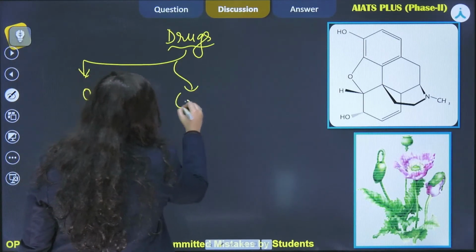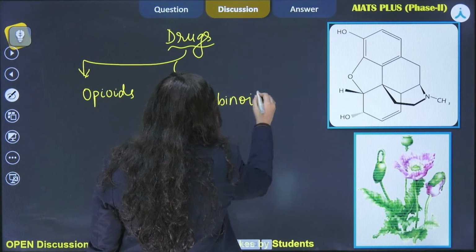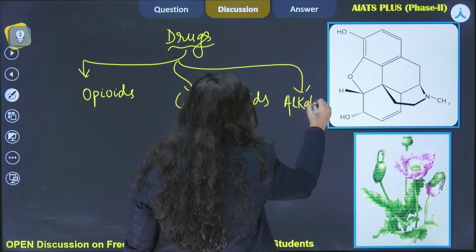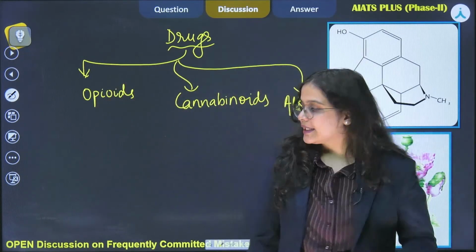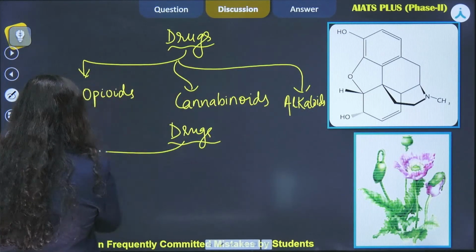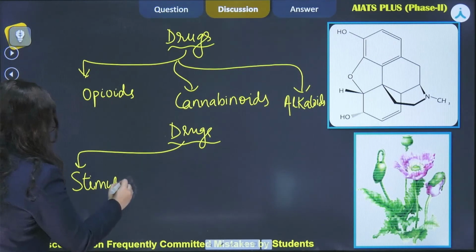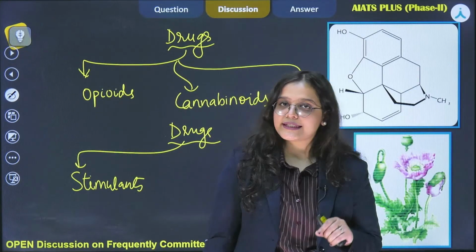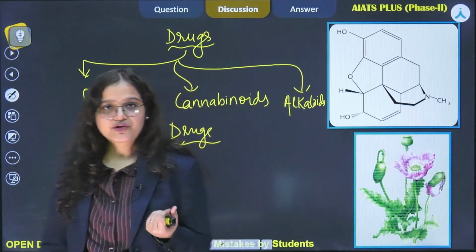Then we have the cannabinoids. Then we have the alkaloids. And based on their effect, drugs can also be categorized as the stimulants. Stimulants basically stimulate our nervous system. So basically stimulants are given in the case if a person is suffering from depression.